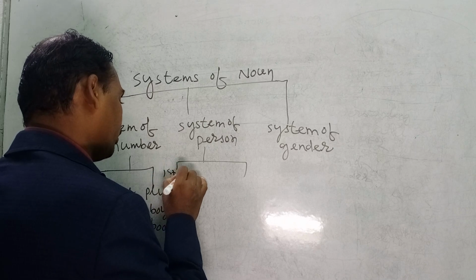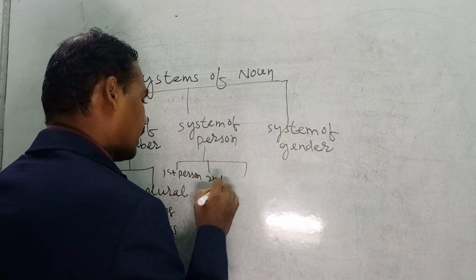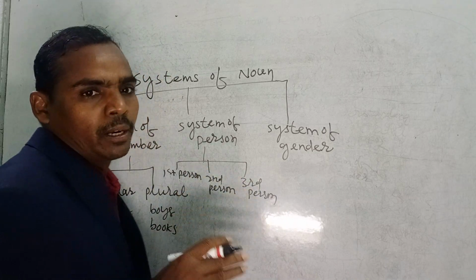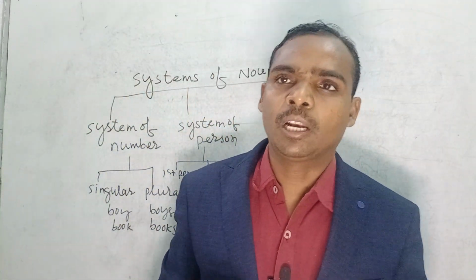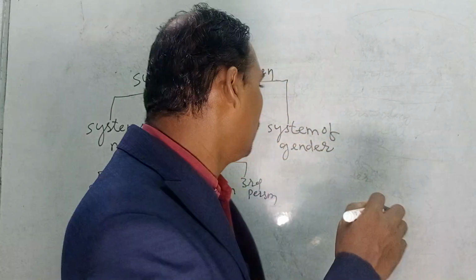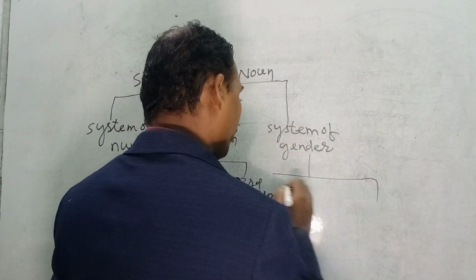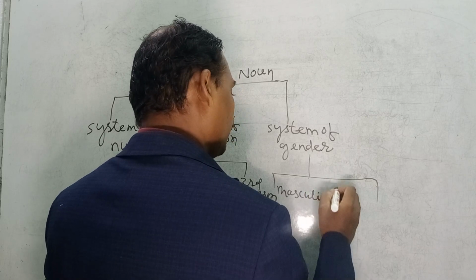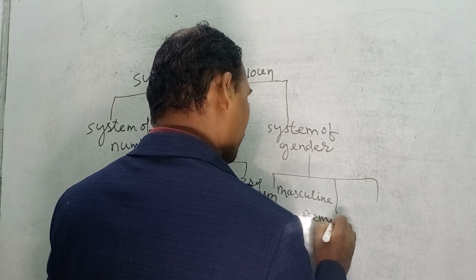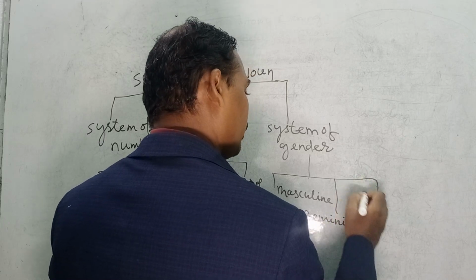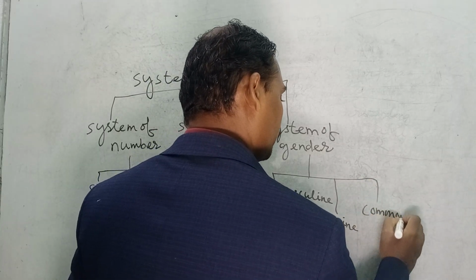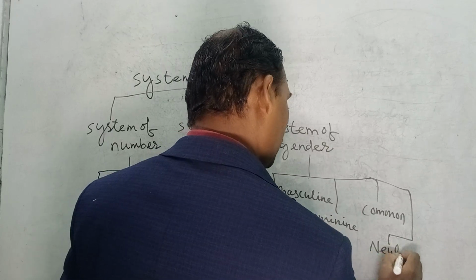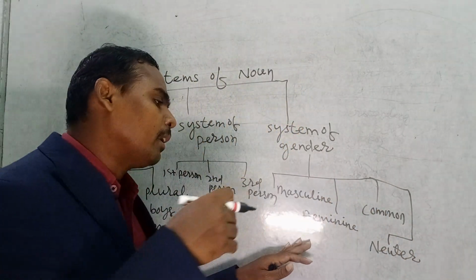First person, second person, third person. You know all these things about the first person, second person and third person. Then system of gender. This is the masculine, then feminine, then common gender. Then another is neutral gender. So masculine, feminine, common and neutral gender.